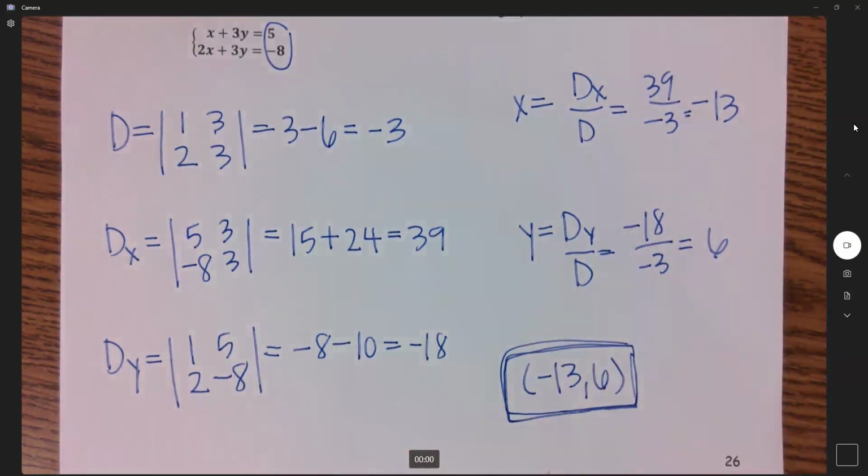Okay, this is the only example I have of using Cramer's rule for solving two equations containing two variables. So if you need to, rewind this and rewatch this.